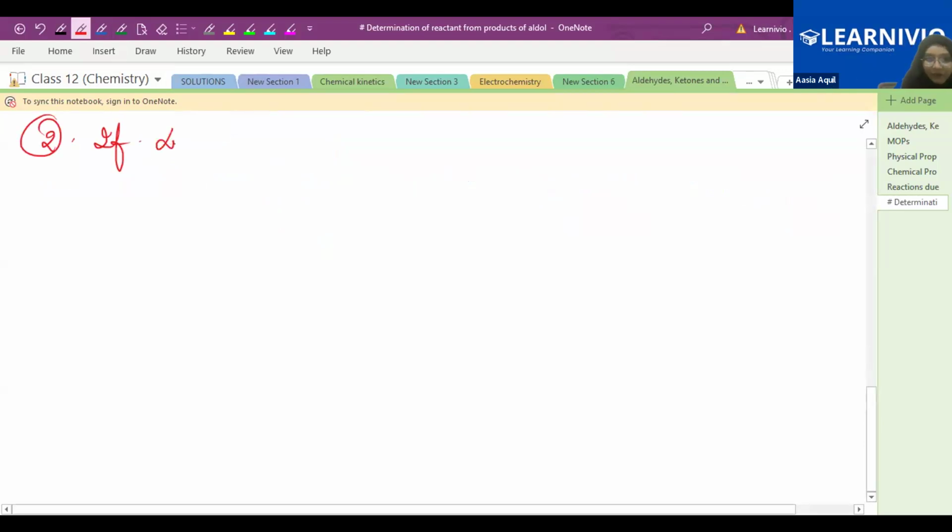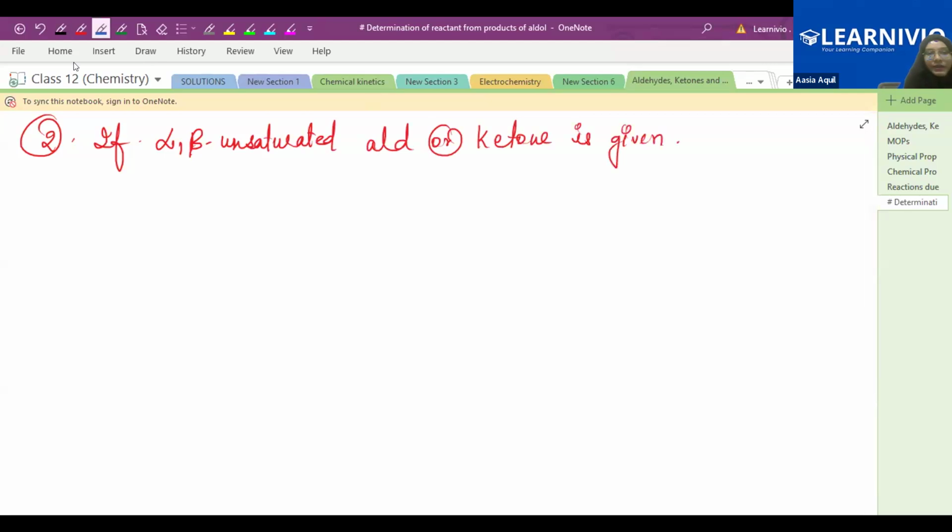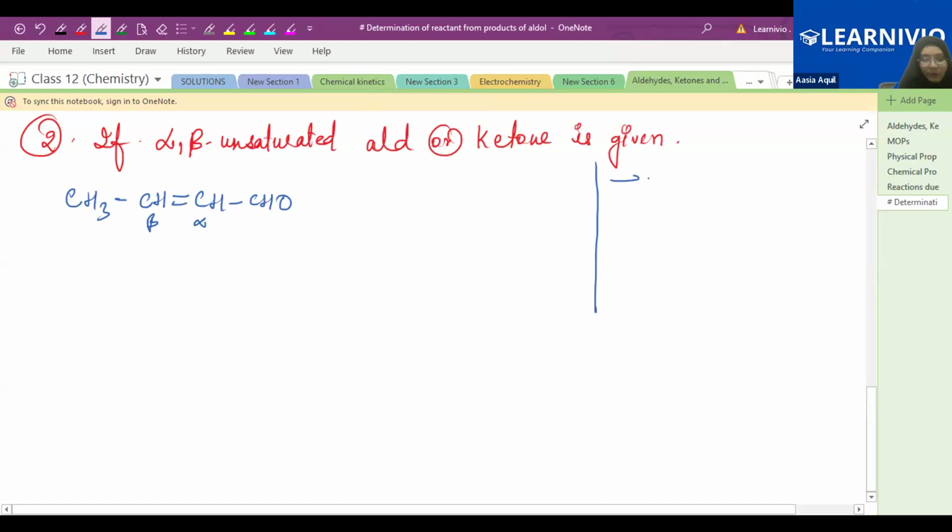Second case is if alpha beta unsaturated aldehyde or ketone is given, right? So how you will write down the reactant. Okay, so example CH3 CH double bond CH CHO. Okay, so what is this? This is alpha beta unsaturated aldehyde it is given. So write down the steps what we are supposed to do.